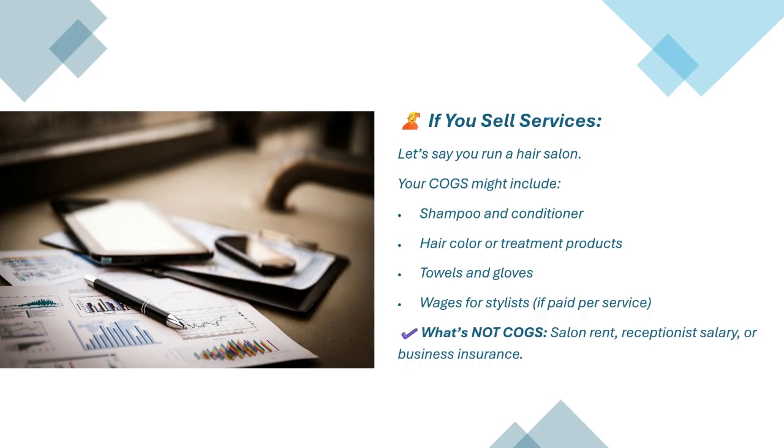Let's look at another example. Let's say you run a hair salon. What will be included in your cost of goods sold? You might include your shampoo and conditioner, hair color or treatment products, towels and gloves, and wages for stylists if paid per service. And let's think about what is not included in that cost of goods: rent for the salon, the receptionist's salary, or business insurance. Think of cost of goods sold as the money you spent just to get your products ready to sell.